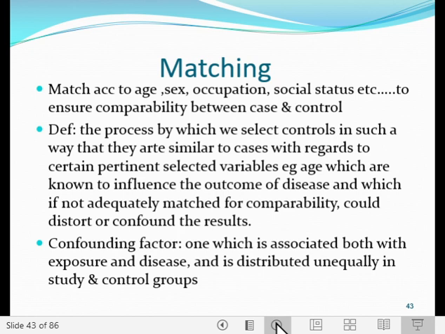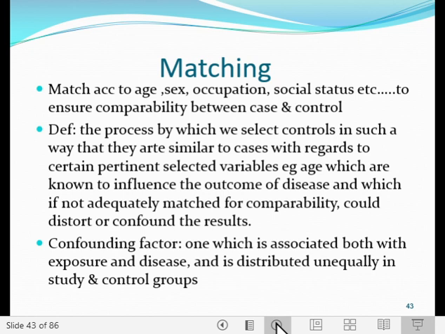How do you define matching? Matching is the process by which we select controls in such a way that they are similar to the cases with regards to certain pertinent selected variables, for example age, which are known to influence the outcome of the disease and which, if not adequately matched for comparability, could distort or confound the results.